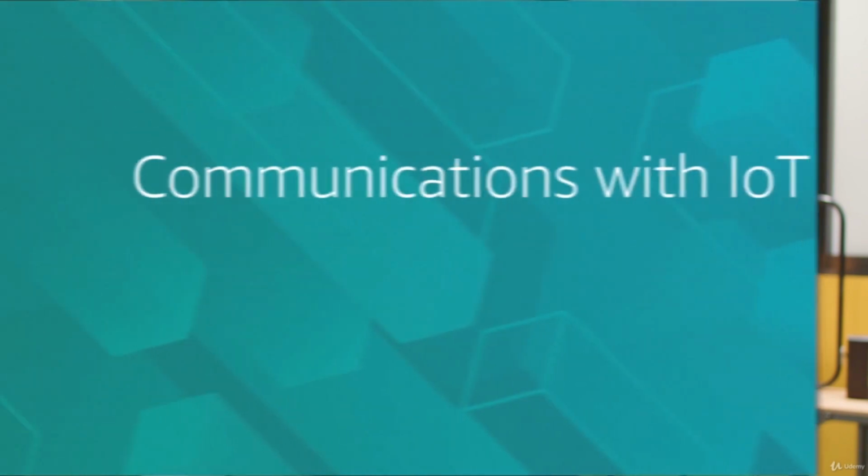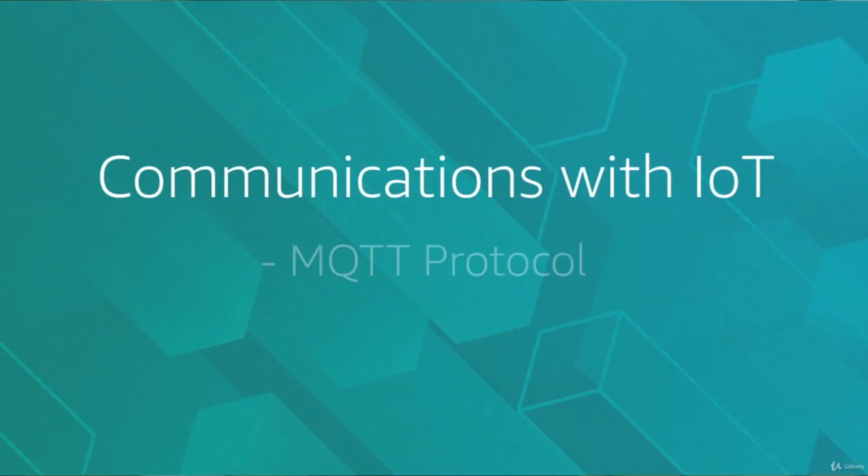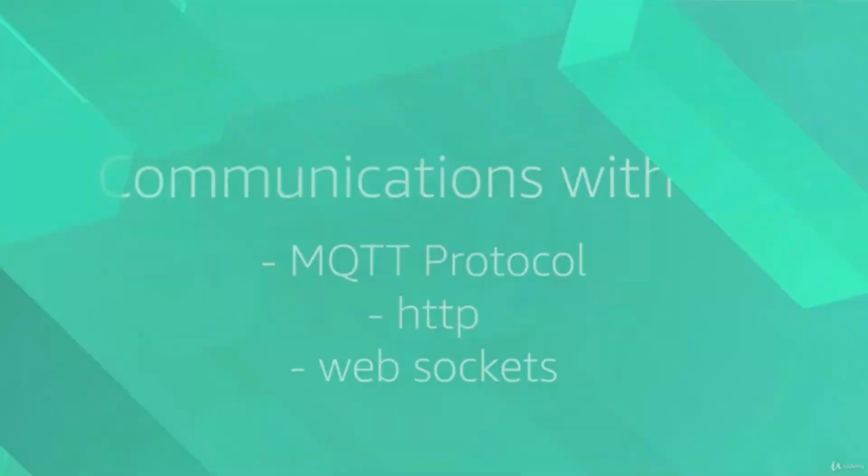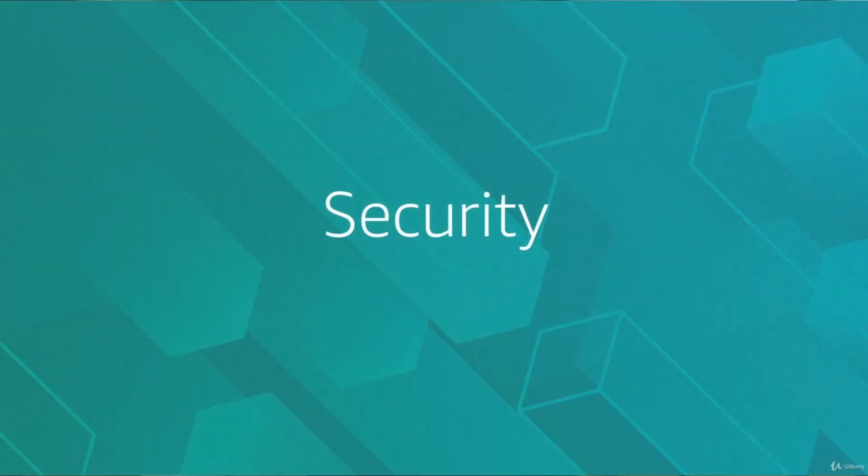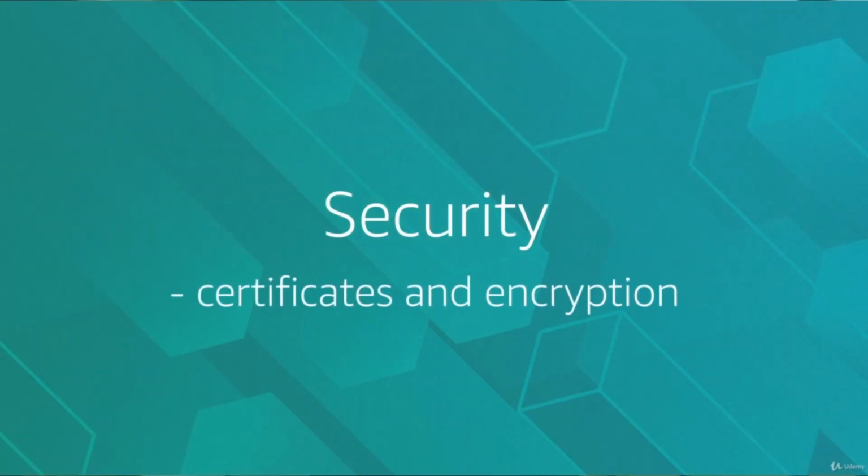We will then shift direction, looking at moving compute and IoT to the edge. Wes will kick us off by discussing communications with IoT. He will talk about the MQTT protocol as well as interacting with AWS IoT over HTTP and WebSockets. Bobby will then return to talk about security. She will review certificates and encryption.